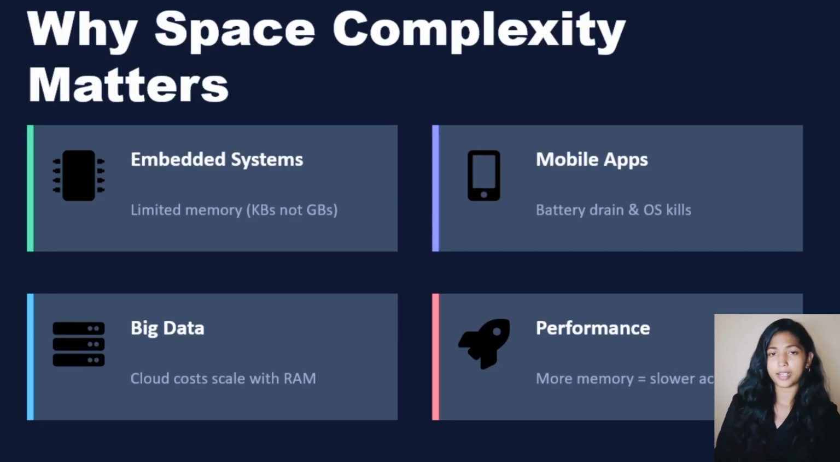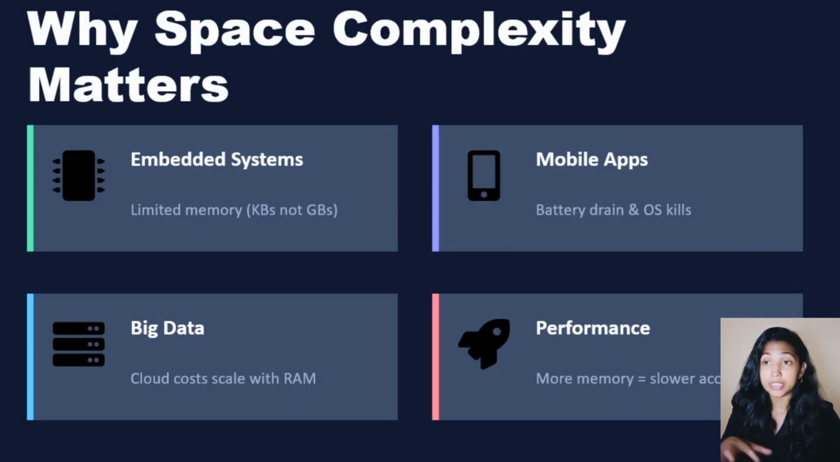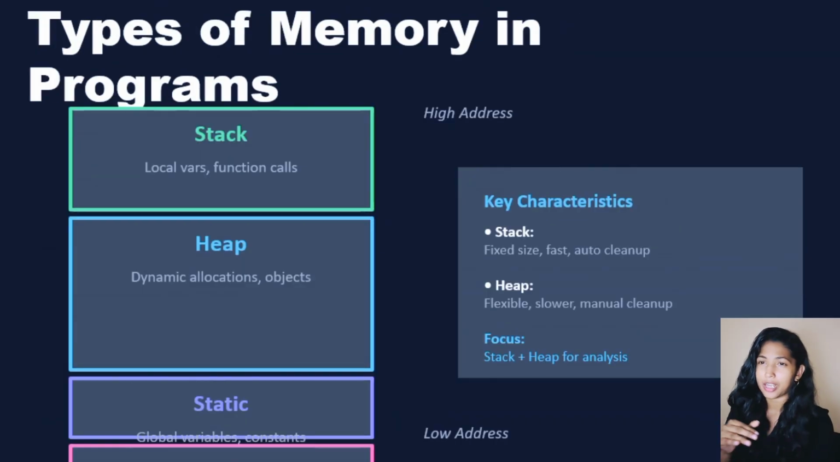Second one is mobile applications. Memory hungry apps drain batteries and get killed by the OS. Users hate an app that slows down their phones. So that's another issue. Before we dive deeper, let's understand how memory actually gets used in programs.